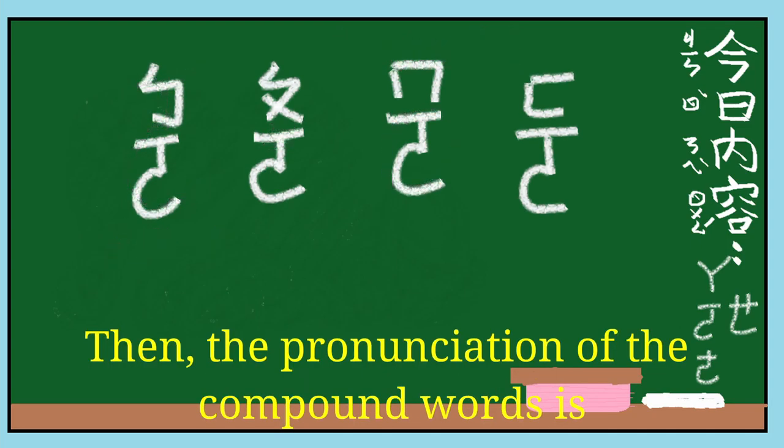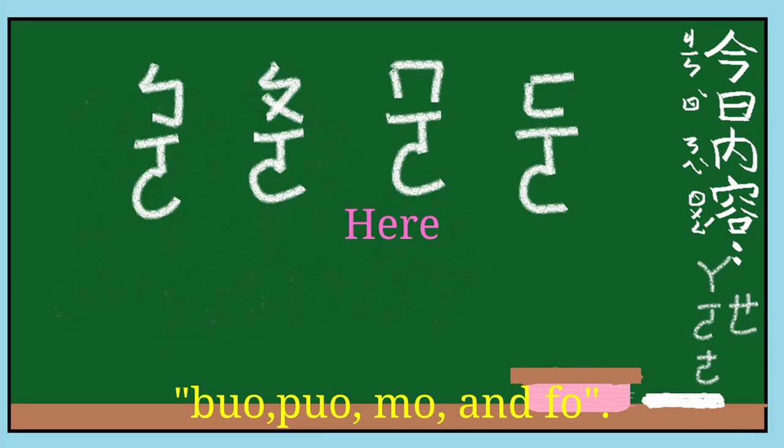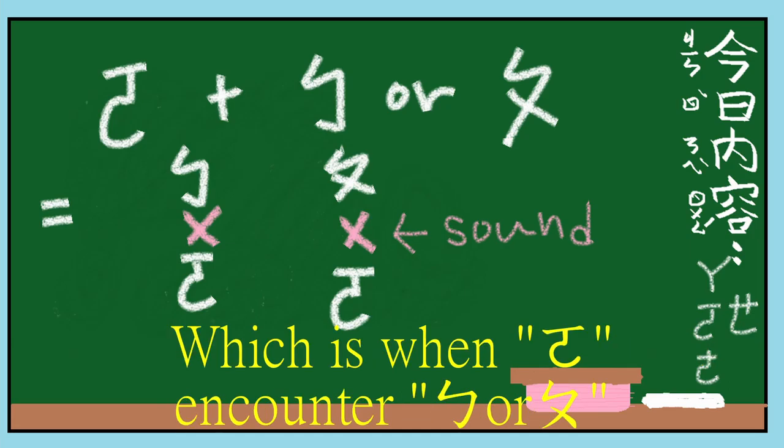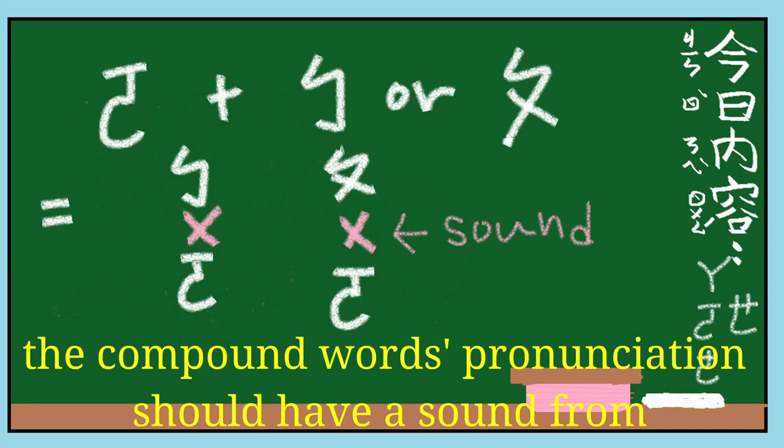The second is O, which is similar to the vowel O, that is o. And the upper zooming that combines with it is B, P, M, and F. Then the pronunciation of the compound words is bo, po, mo, and fo.